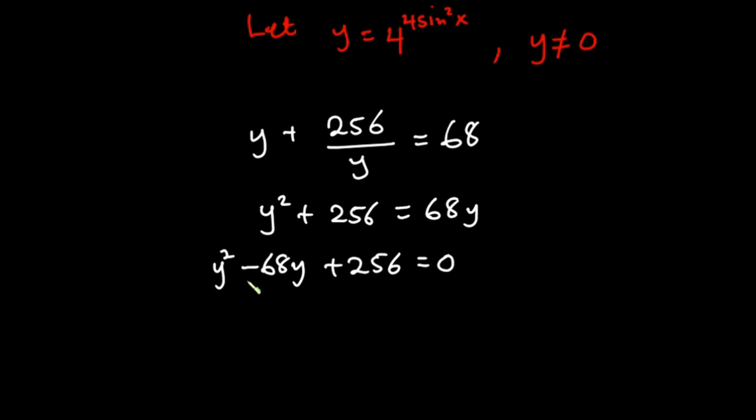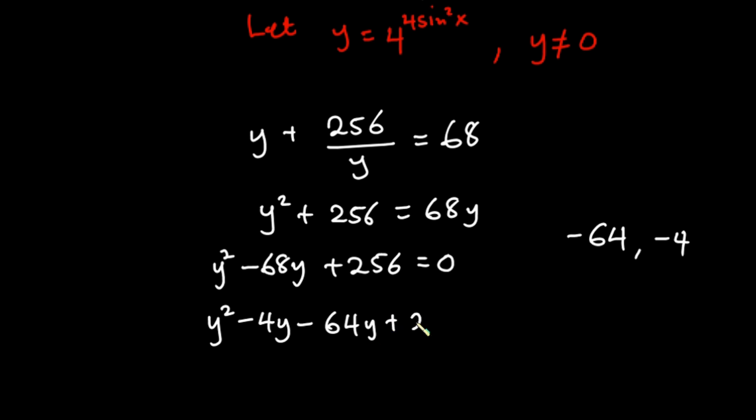Now looking at this nice quadratic equation, we can use the factoring method to solve. We're going to find two factors that when you multiply them, you'll be getting positive 256, but when you sum them up, you should get negative 68. And the values are negative 64 and then negative 4. So this equation now becomes y to the second power minus 4y minus 64y plus 256 is equal to 0.